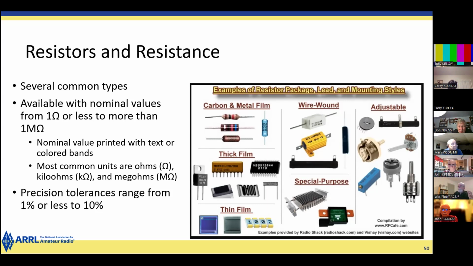What you'll find is that, again, surface mount components, because of the way they're manufactured, most of them come in 1% tolerance for resistors. But it's common to see value tolerances anywhere between 1% and 10% of the nominal value.